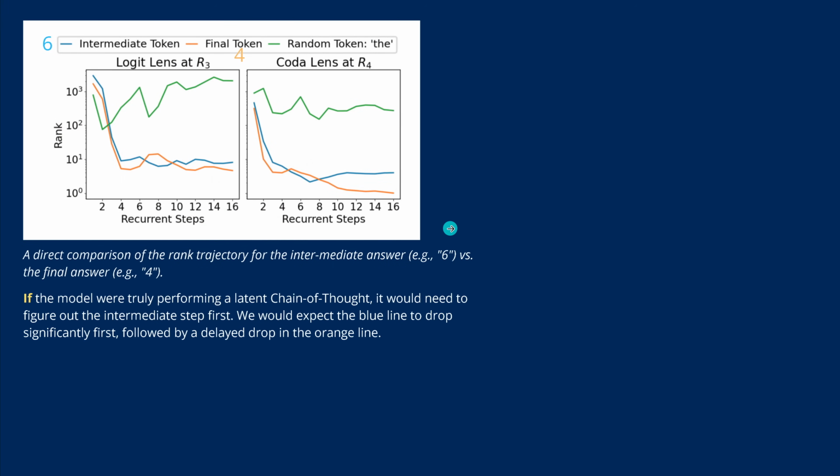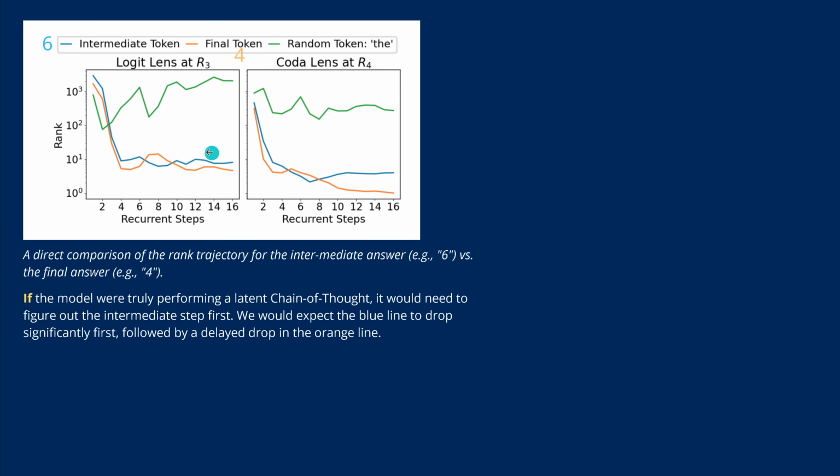But it is even worse than you might think. Because here we have, again, the logit lens and the decoder lens, a direct comparison of the rank trajectory for the intermediate answers. And you remember in our example, 3 times 2 should be 6. So 6 is the blue line here in both cases, versus the final answer, the 4, which is the orange line.